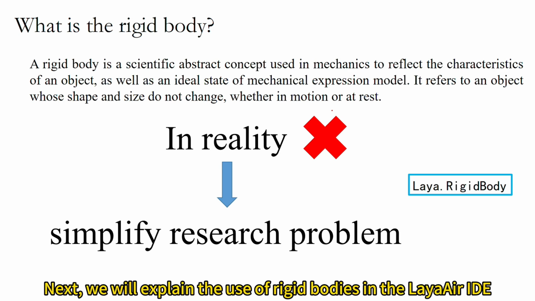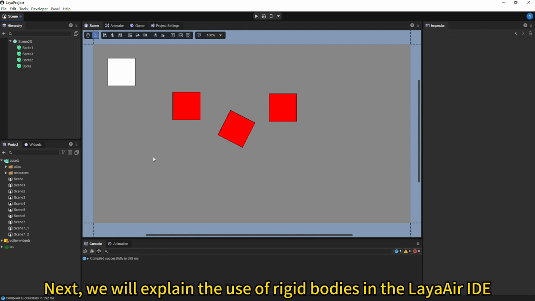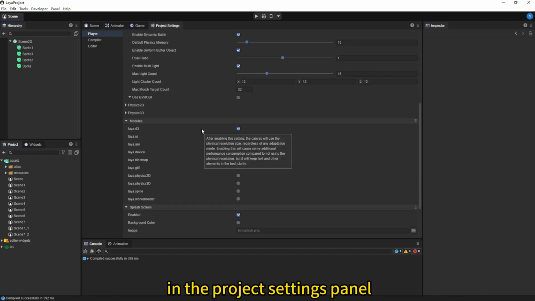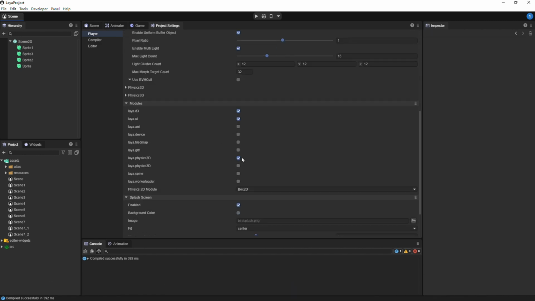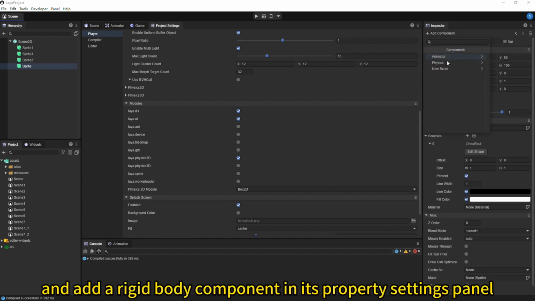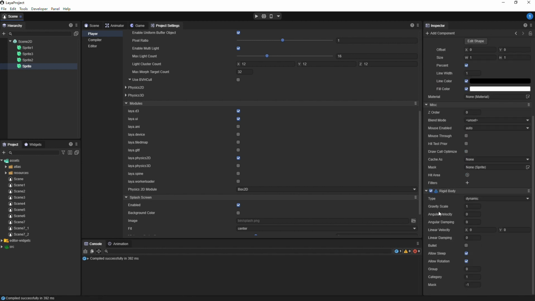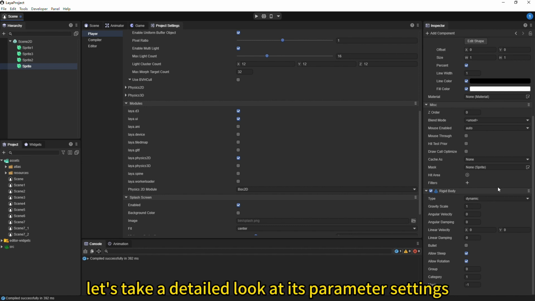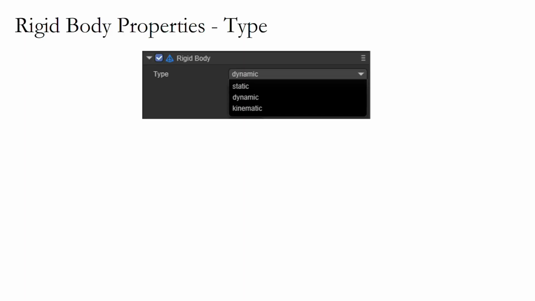Next, we will explain the use of rigid bodies in the LayaAir IDE. First, it is necessary to select the appropriate engine module in the Project Settings panel. Then, click on a 2D node in the Hierarchy panel and add a rigid body component in its Property Settings panel. After adding the rigid body component, let's take a detailed look at its parameter settings.